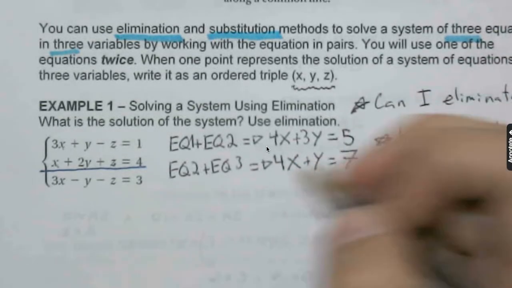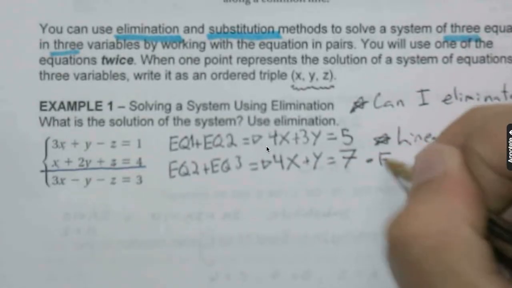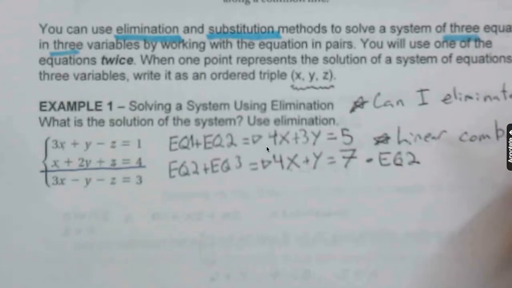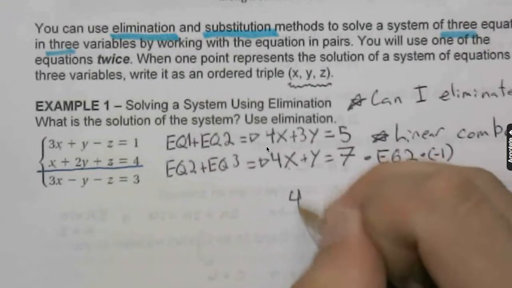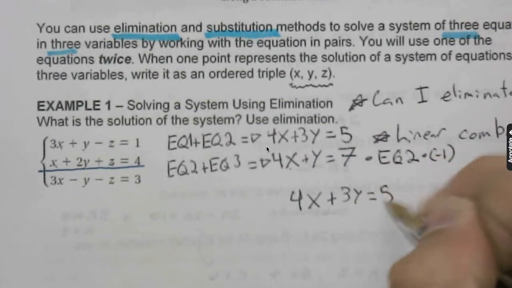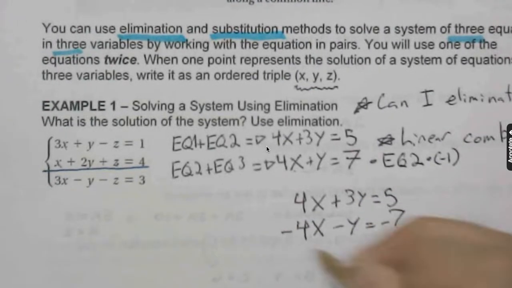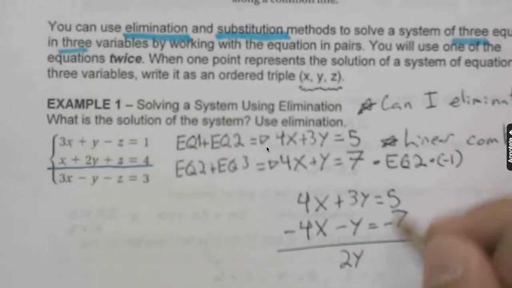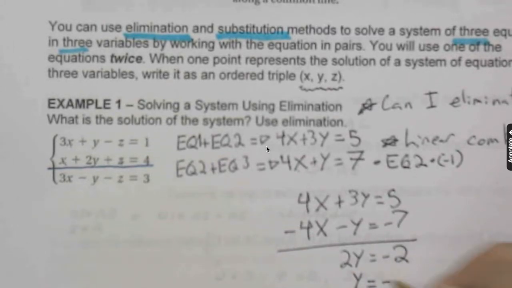So how I personally would modify this is by multiplying equation 2 to try and eliminate this x term. I would multiply it by -1. So if I rewrite this, I still have this first one, 4x plus 3y equals 5. But now I have -4x minus y equals -7. If we combine from here, 3y minus y gets us 2y. 5 subtracting 7 gets us -2. So our y term is definitely -1.